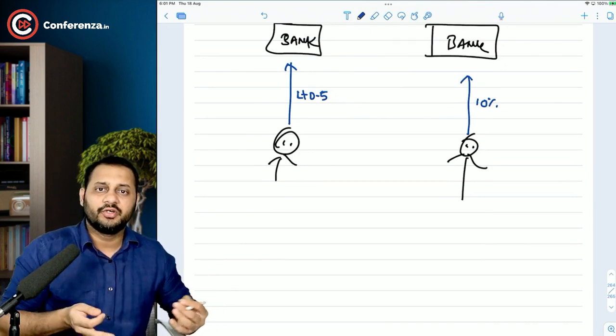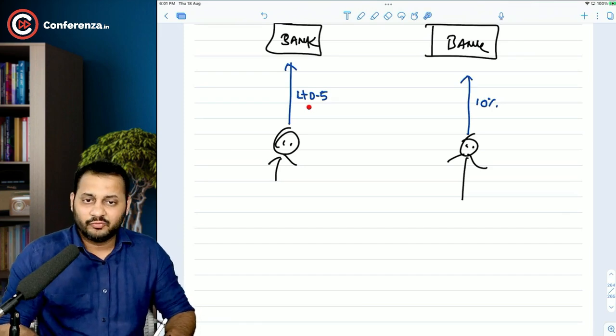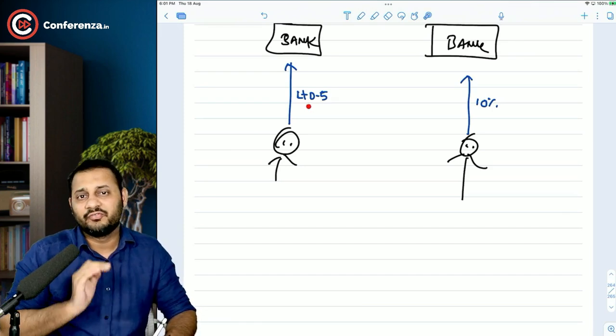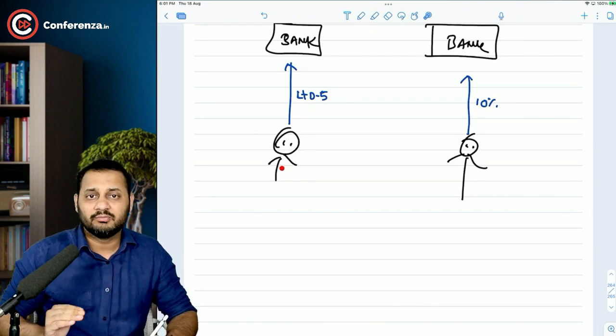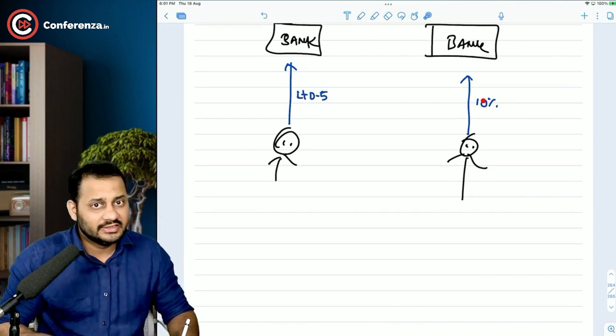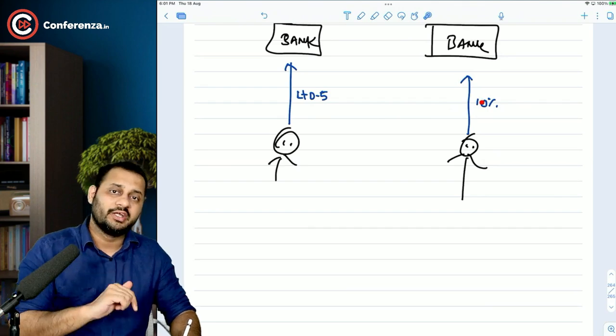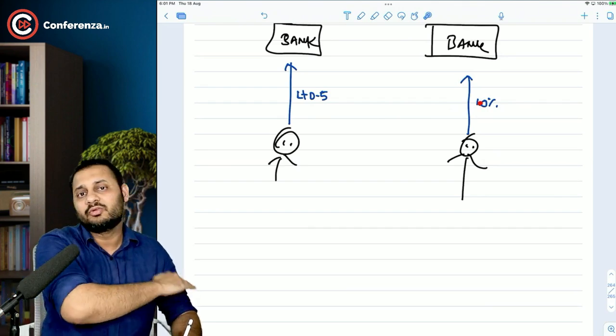Now they want to shift to the other part. That means he is a floating rate borrower. He wants to shift to the fixed rate. Why? Because he is worried about the rising interest rate. He is a fixed rate borrower. He wants to shift to the floating rate. Why? Because he is worried about the falling interest rate.